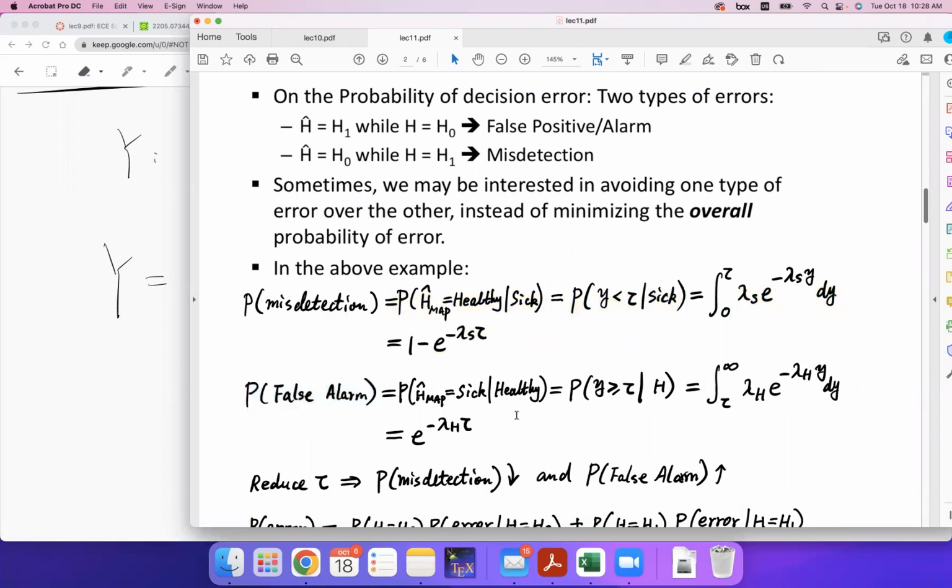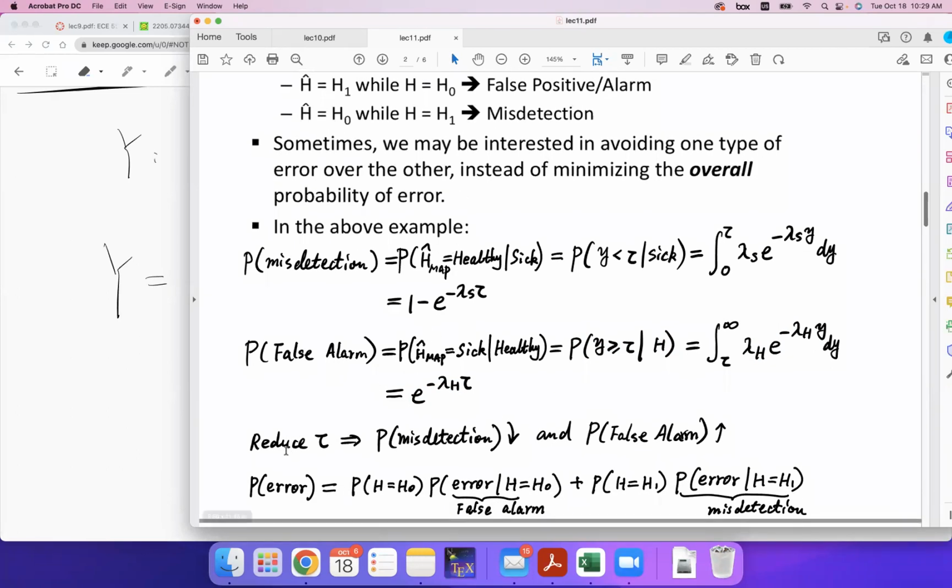And again, for the probability of false alarm, that means someone is healthy, but you claim sick, which means that in your decision rule, your Y is bigger than or equal to the threshold tau. We are already given the conditional PDF of this random variable Y. When somebody is healthy, the PDF is given by an exponential distribution with lambda h. So you take the integration from tau to infinity, and then you get this result. We can see that in this example, if you reduce the decision threshold, then the misdetection rate will decrease, but the false alarm rate will increase. So you need to make a trade-off between these two types of errors, depending on how much you care about them.